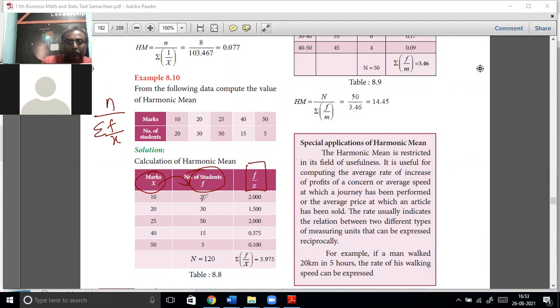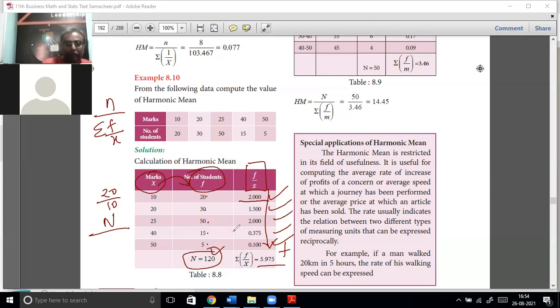So 10 and 20: 20 by 10, how much? 2.00, correct. Then 30 by 20, f by x is 1.5. 50 by 25 is 2. 15 by 40 is 0.375, correct. 5 by 50 is 0.10. Now you get the sigma of all of this. The total sum of all of this is equal to 5.974975. So n divided by that, how will you get n? n is equal to 20 plus 30, 50. 50 plus 50, 100. 100 plus 15, 115. Plus 5, 120. n is 120, correct. So 120 divided by 5.975. That is the answer. How much is that coming to? You will see the calculation.